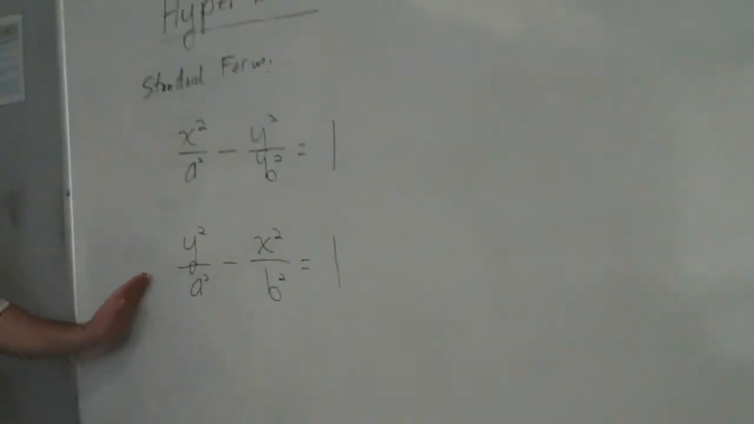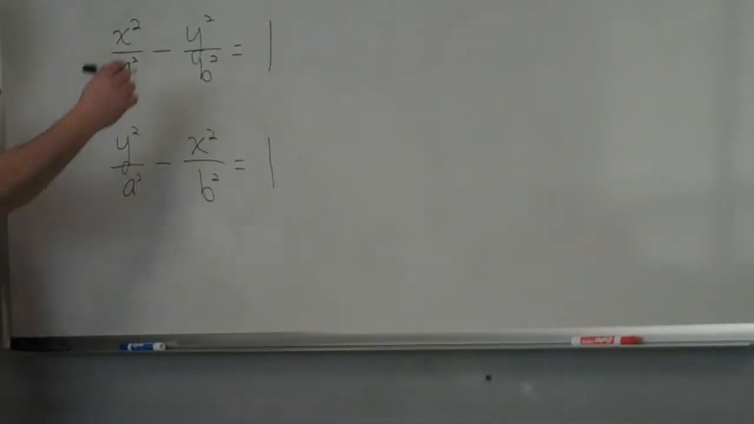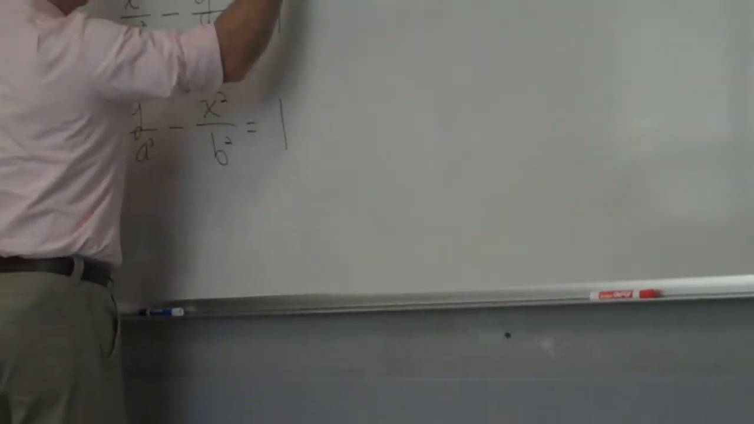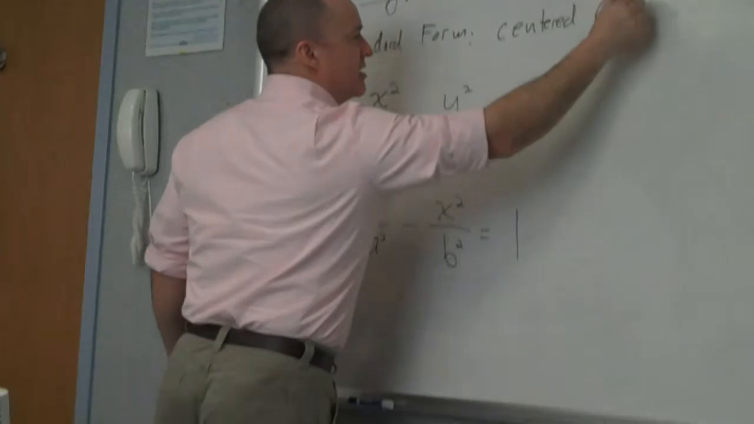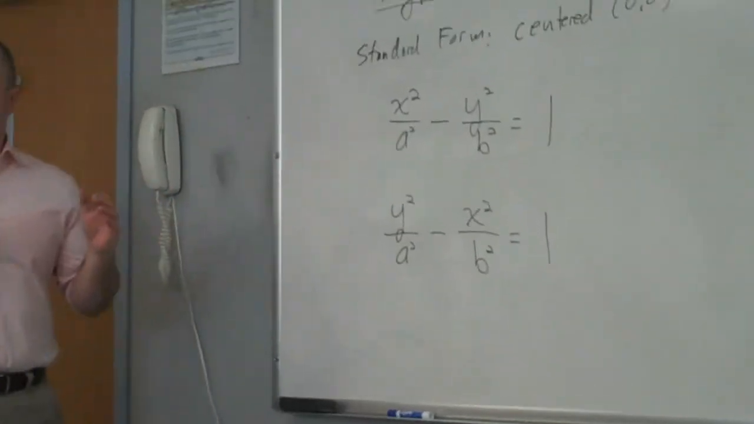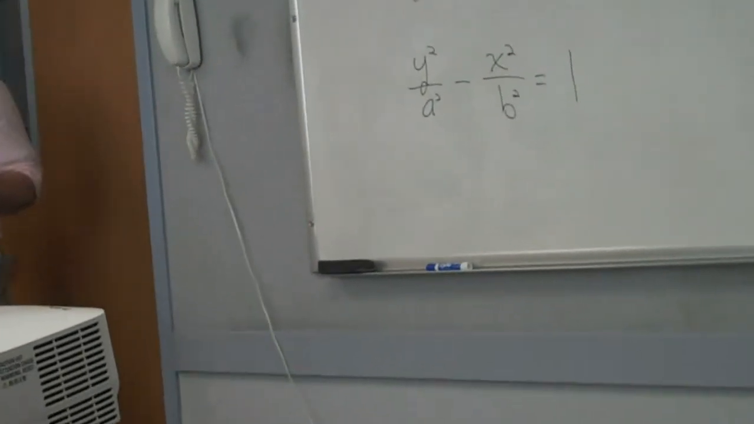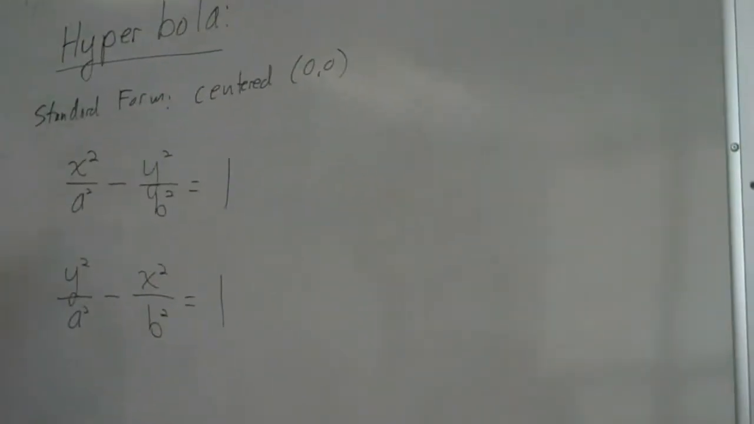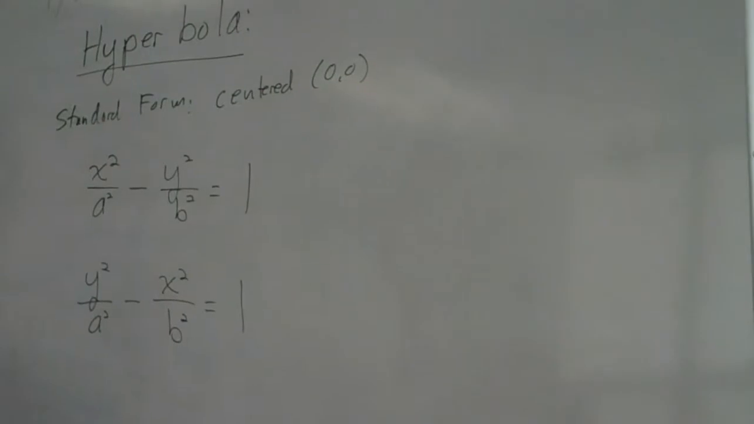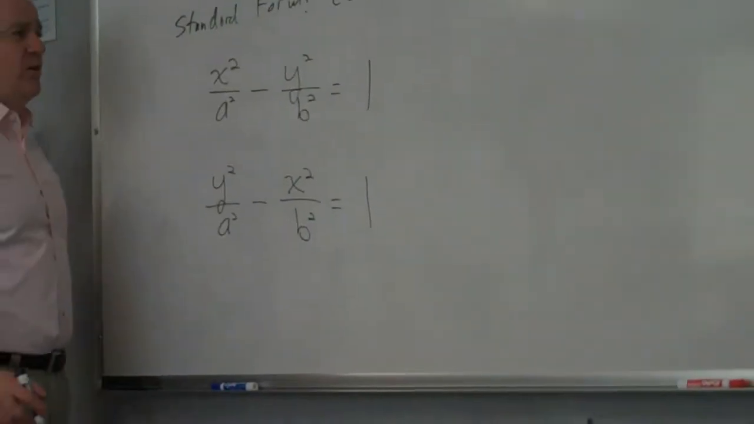Another thing is, at this point we're still talking about hyperbolas centered at the origin, because there is nothing being subtracted from the x or the y inside the squaring. So this is centered at the origin. So which one comes first is a big clue.